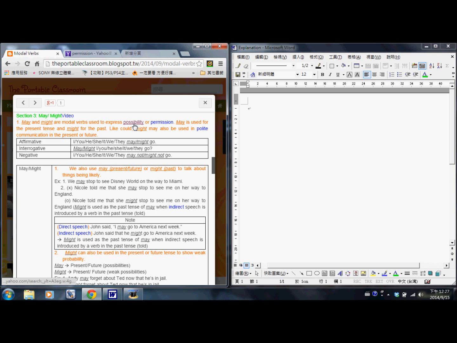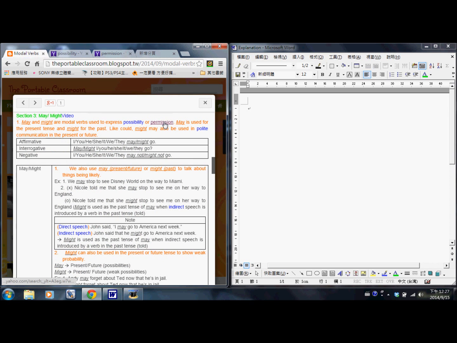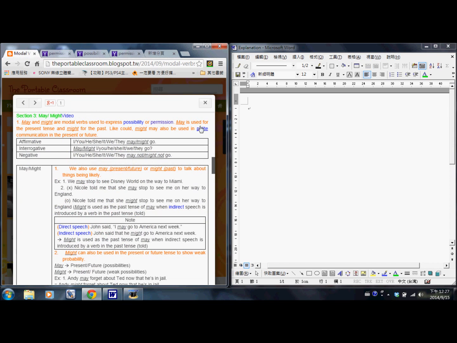Number one, possibility. Possibility in Chinese means this. Number two, permission. Permission in Chinese means this. Now, as you can see, may is used for the present tense and might for the past. Just like can and could, we use can in the present tense and could in the past tense. May and might are just the same.